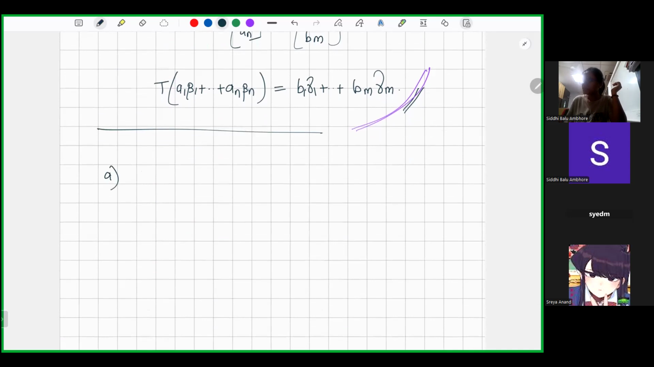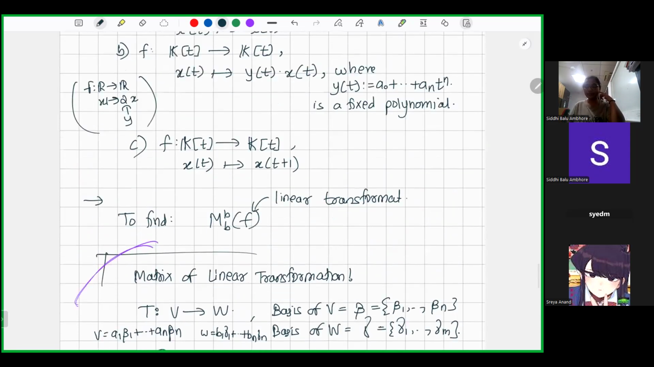Let us focus on the question for now. So f from K[t] to K[t], such that x^t goes to x dot t, and we have to find its matrix. Understand that this will be an infinite matrix. That's why they did not write only m and n here.